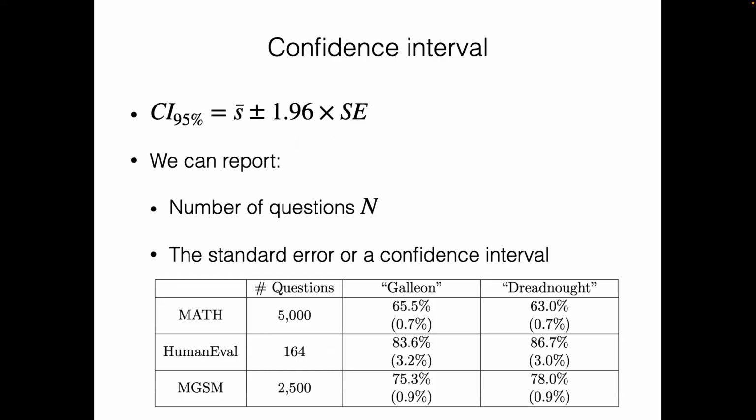So then once you have the standard error, you can construct what is called a confidence interval. You can choose some confidence level, let's say 95%. And then you could look at a normal distribution and look at the number of standard deviations that you would need to account for 95% of the mass.